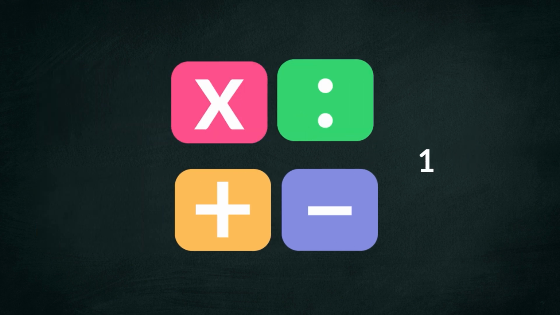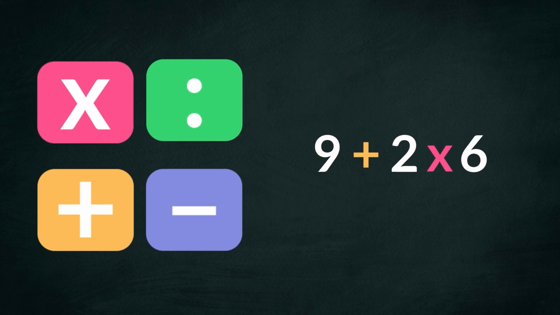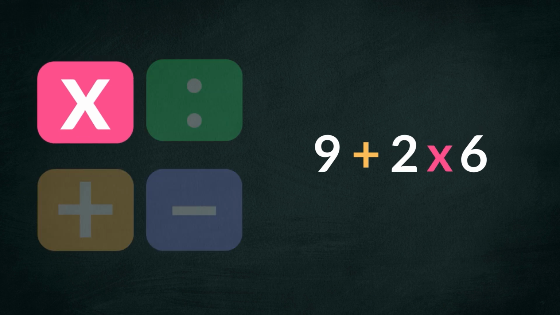Now that you know the order of operations, let's show my two little friends what they did wrong with 9 plus 2 times 6. In this expression, you can see that there are two different operations, addition and multiplication. Do you remember which we need to solve first? That's right, it's multiplication. So 2 times 6 equals 12.